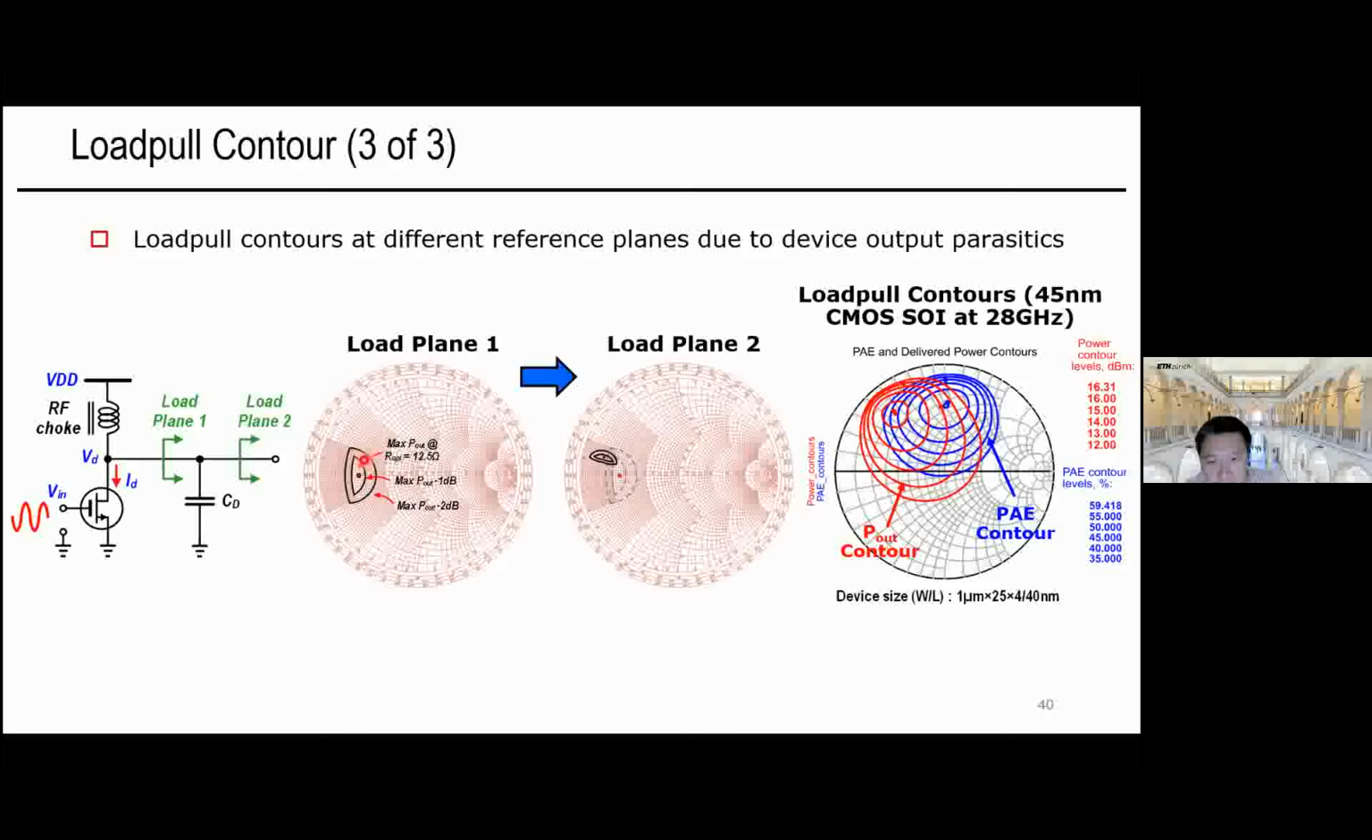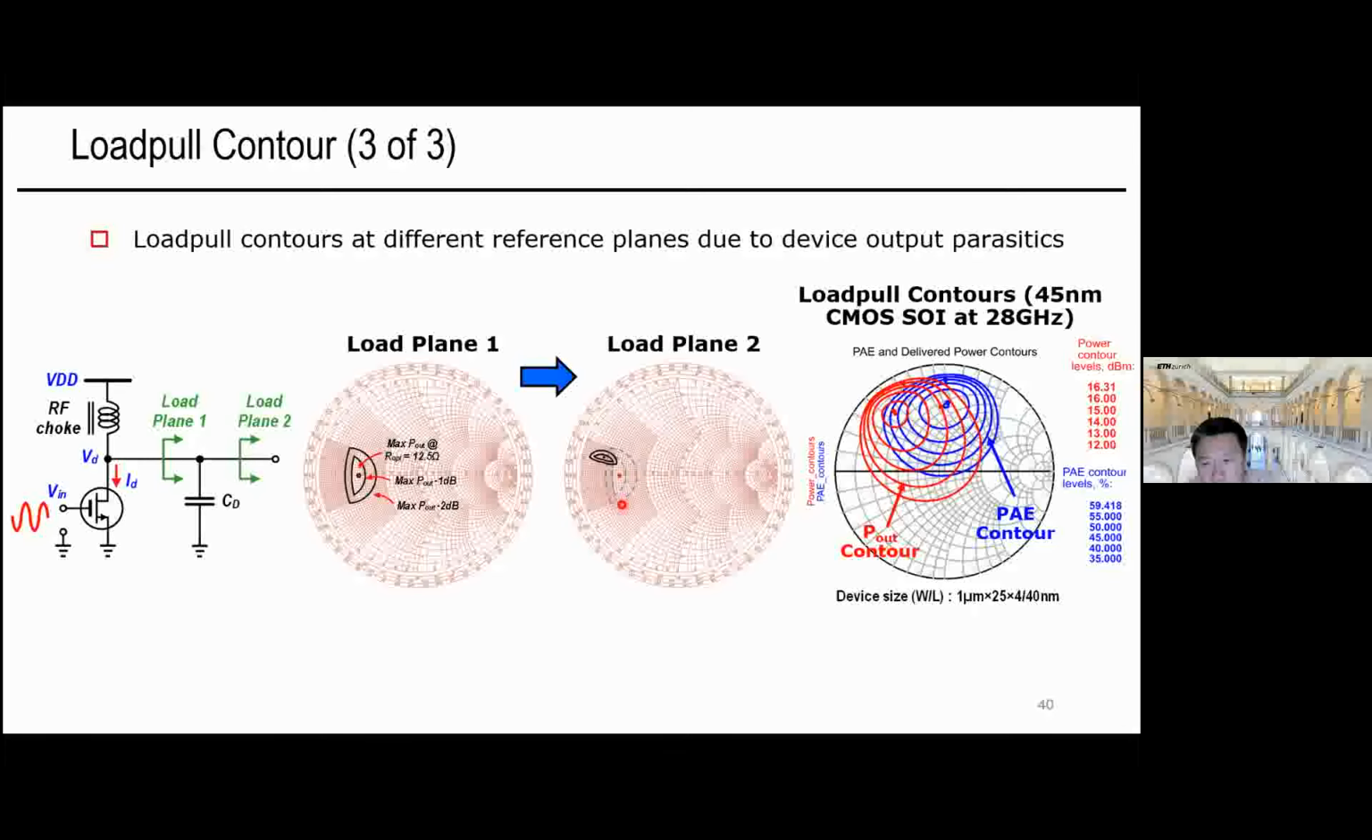Now if the device output capacitance is excluded, for example at load plane number 1, then the optimal load is real. Ideally the Loadpull contour should be symmetric between the inductive and capacitive regions of the Smith chart. In this example I have some numbers here, but I will not go through the details. If we look at Loadpull contour 2, where we are outside of the device parallel output capacitance, the optimal load apparently should be inductive, because the inductive part will resonate out with this capacitor. So the Loadpull contour will be rotated to the inductive half plane on the Smith chart.